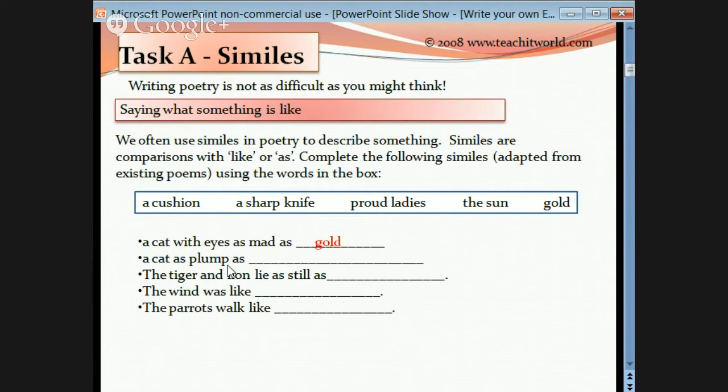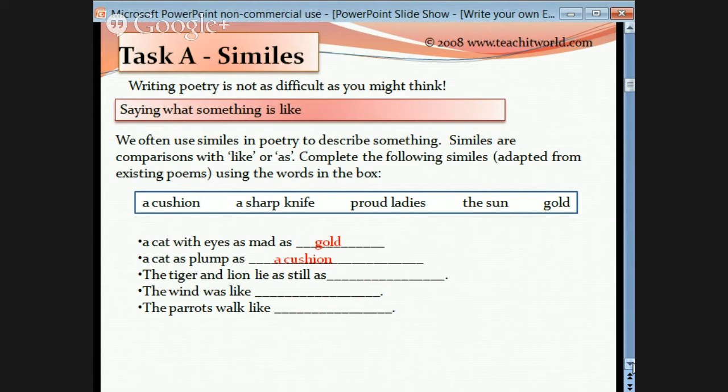But the cat as plump as... What does plump mean? Do you know? Okay. Fat. It can mean fat. So think of a fat cat. Then look at the different things that we have to choose from. A cushion, a sharp knife, proud ladies, or the sun. A cushion. Yeah, a fat cat looks like a cushion, a big fat cushion. So we can say a cat as plump as a cushion.